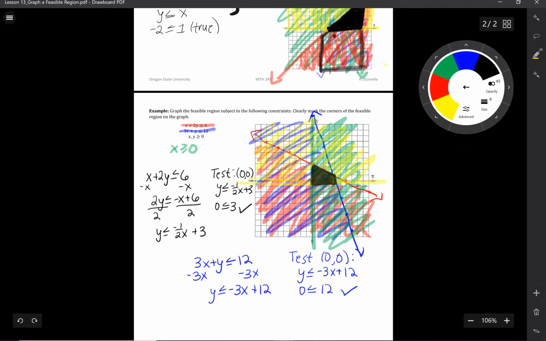So this is what we call our feasible region. This satisfies all of these constraints. This is where x and y are greater than or equal to 0, and where my two other inequalities are true. So pretty cool, huh?